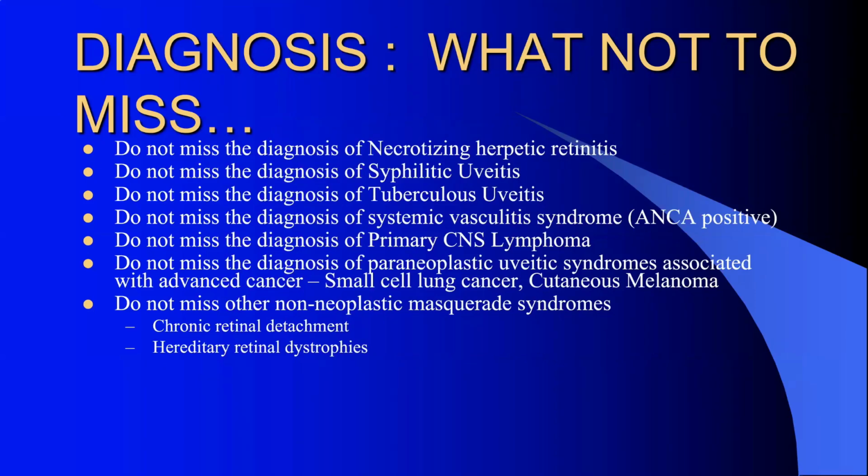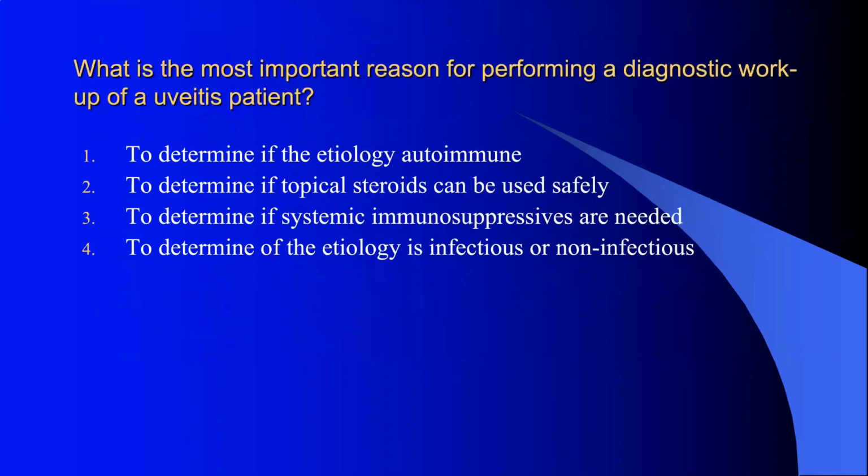And then you don't want to miss other things that look like uveitis that aren't uveitis at all, things like chronic retinal detachments or hereditary retinal dystrophies. The detachments are treated with surgery and you get them fixed. Hereditary retinal dystrophies are treated very differently, if at all. So these are very important things to know.